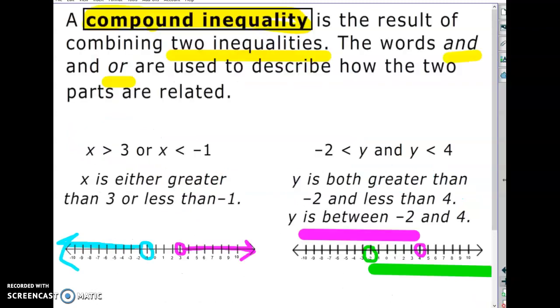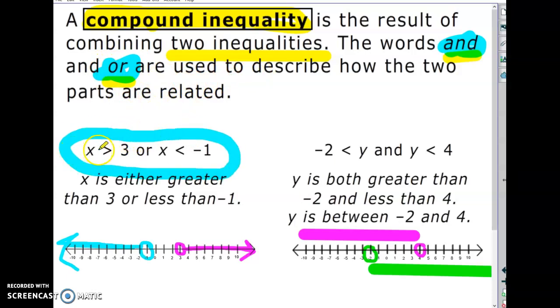Now, we're going to take it one step further. We're going to do what's called a compound inequality. Compound means 2. It is the result of combining 2 inequalities. You'll be using the words "and" or "or" to describe how the 2 parts are related. Here's our first one. It says a number is greater than 3 or a number is less than -1.